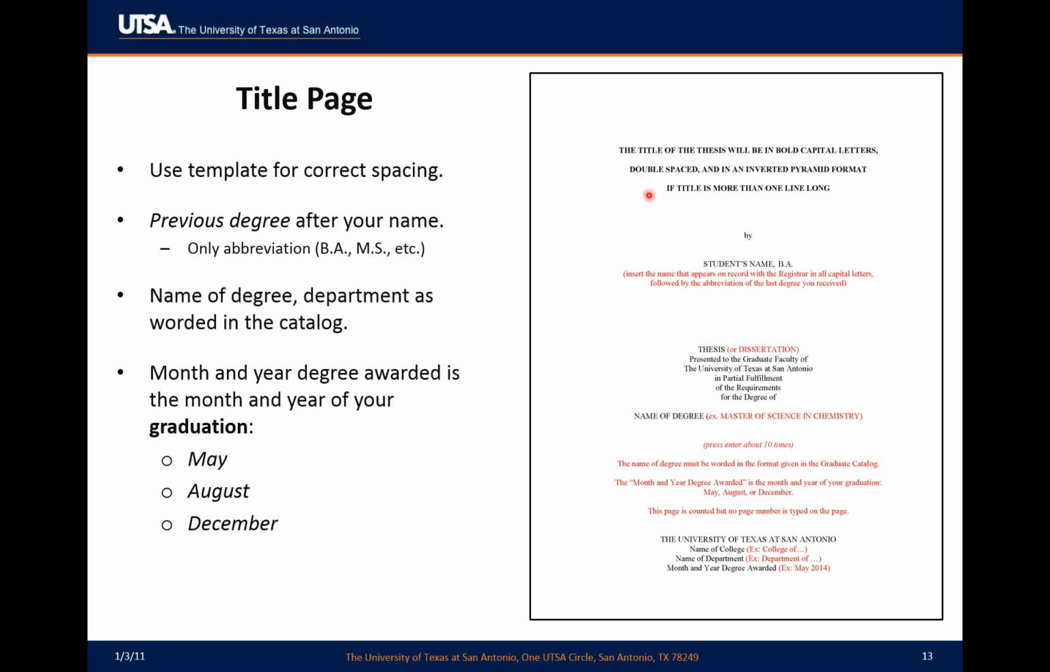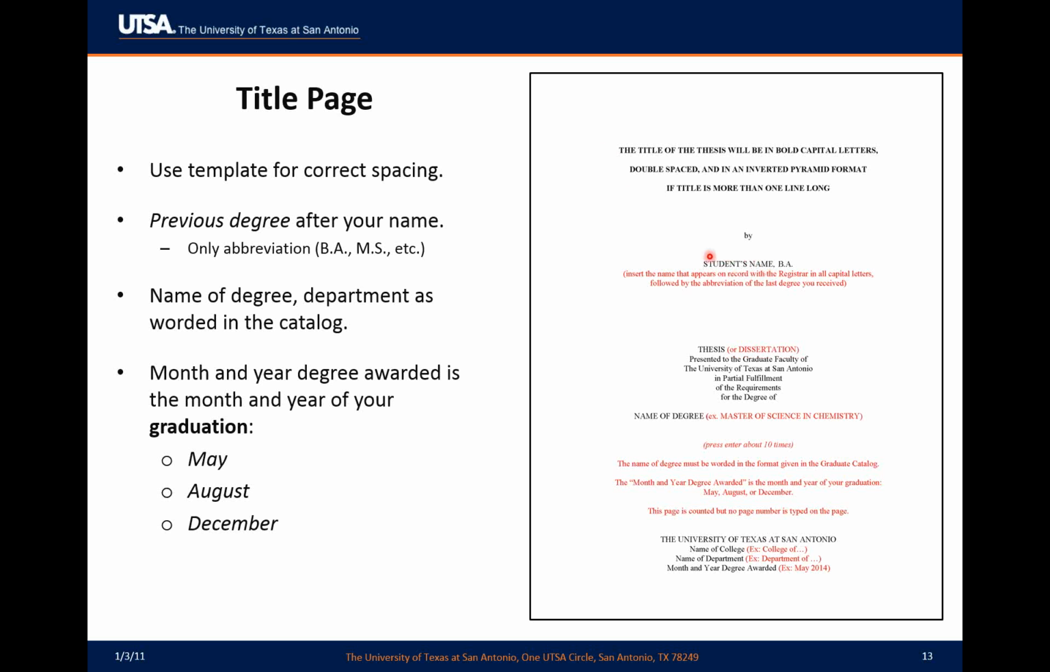So again, the title appears up at the top of your document the same way it did on the signature page. So all capital letters, bold, double spaced, inverted pyramid. If it's more than one line long, so again, top line is longest, bottom line is shortest. Then you'll come down here and you'll put your name.